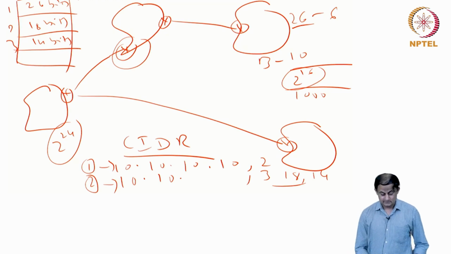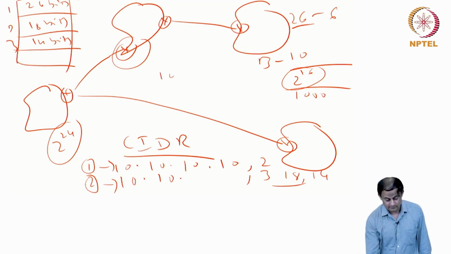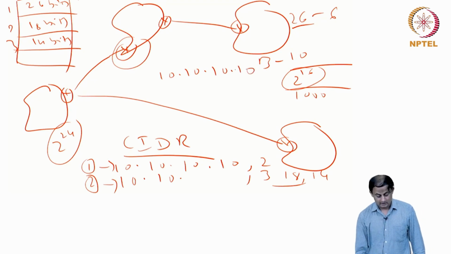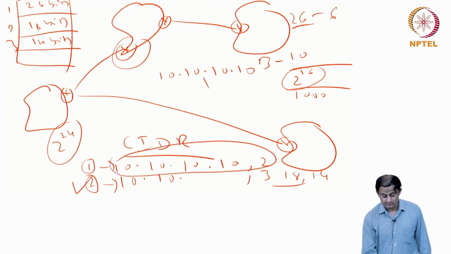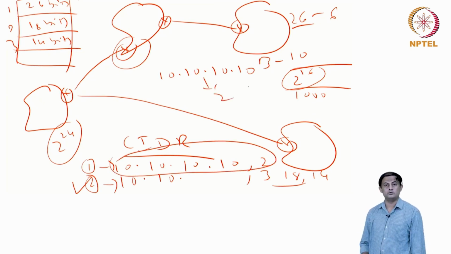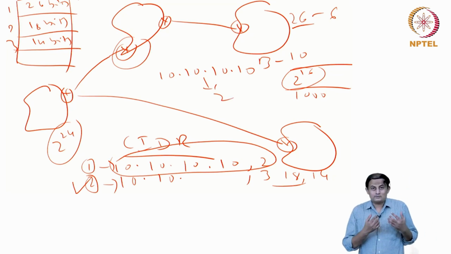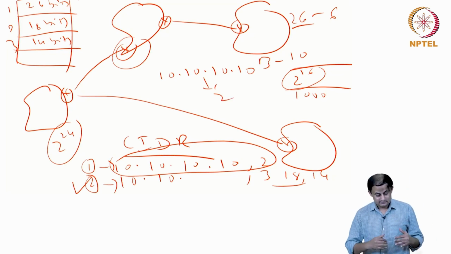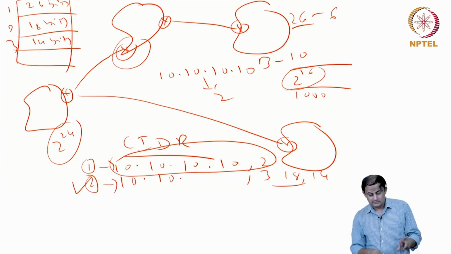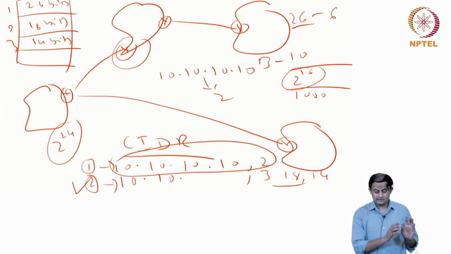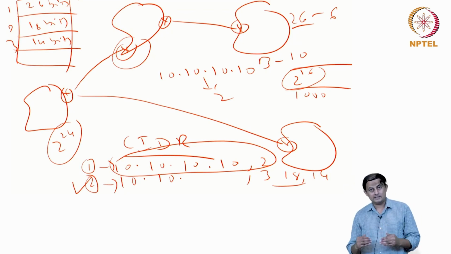So what it means is, in this case, if you receive a packet which is supposed to go to the destination 10.10.10.10, although this is a valid match, the longest match is this entry, so you forward this particular packet to port number 2. A consequence of this is that I might have a large number of entries, and given one destination IP address, 10.10.10.10 can match multiple entries in the routing table.